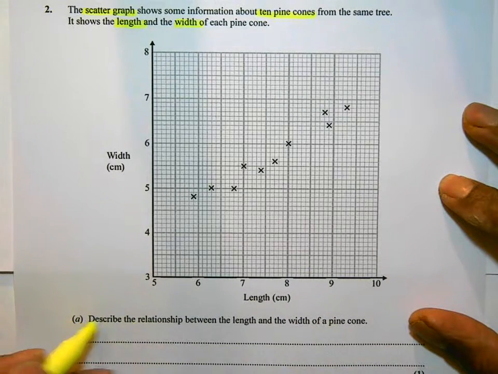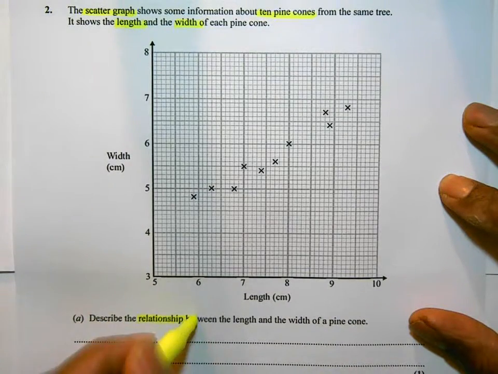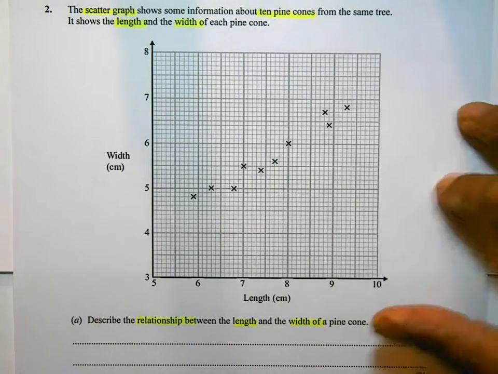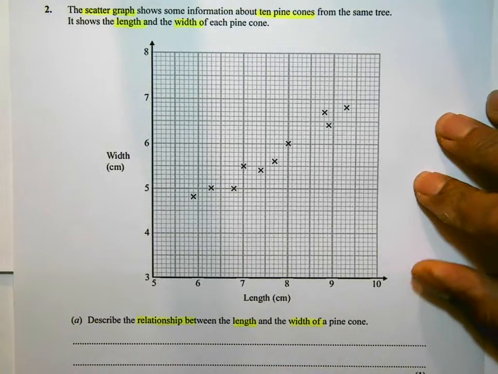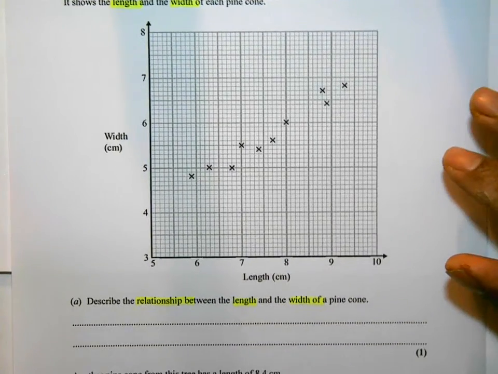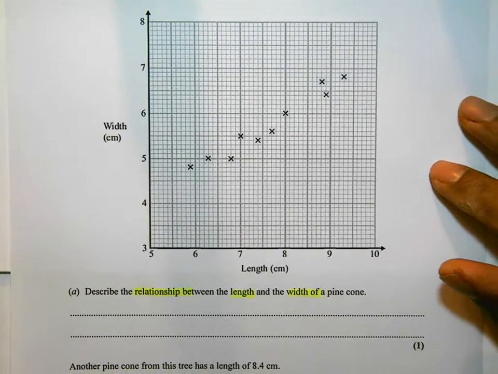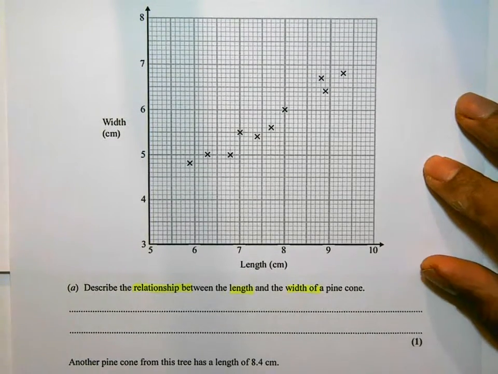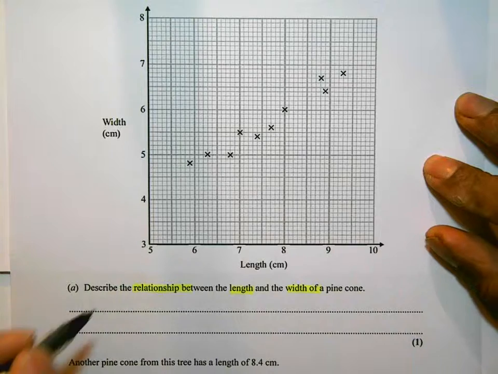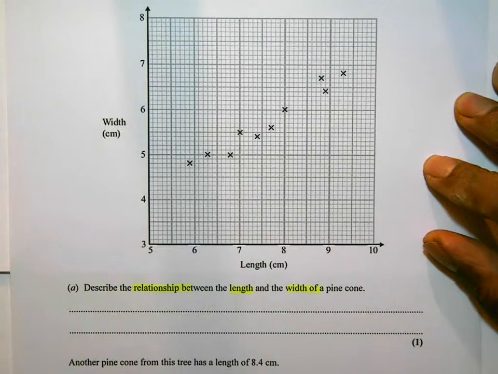Part A says describe the relationship between the length and the width of the pine cone. Now, if you've done questions on scatter graphs, this should be pretty straightforward. You should know exactly what to do and exactly what to write in here. And you could write a sentence describing the relationship, or you could simply indicate what type of correlation it is.